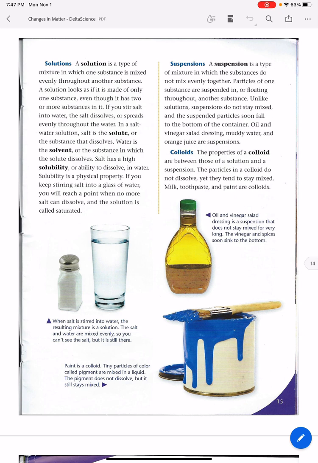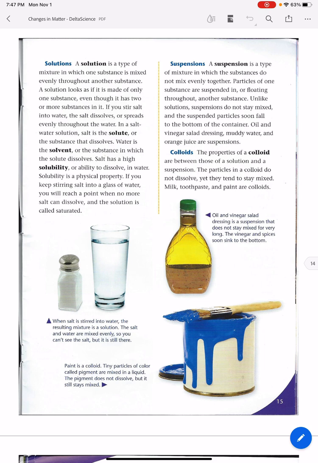Solutions. A solution is a type of mixture in which one substance is mixed evenly throughout another substance. A solution looks as if it is made of only one substance, even though it has two or more substances in it. If you stir salt into water, the salt dissolves or spreads evenly throughout the water.